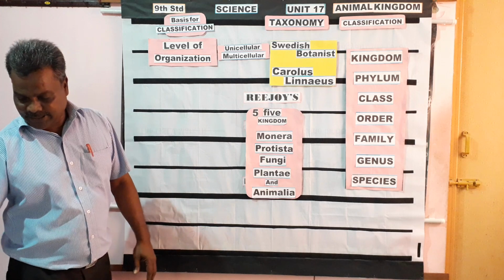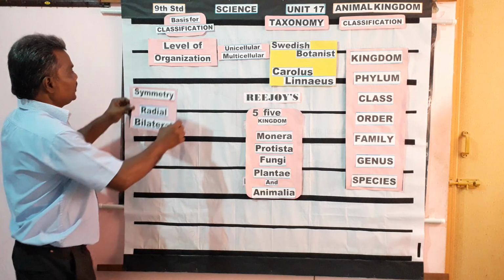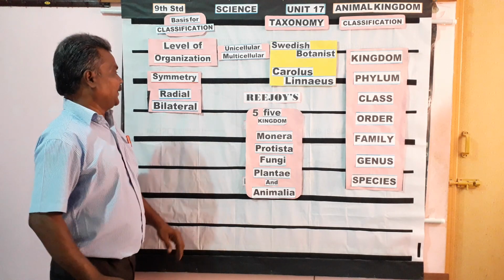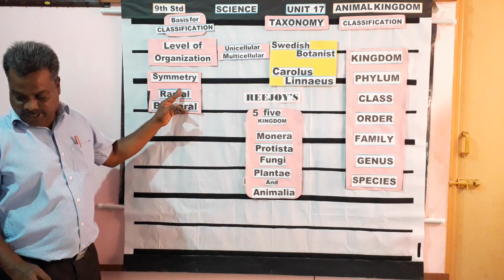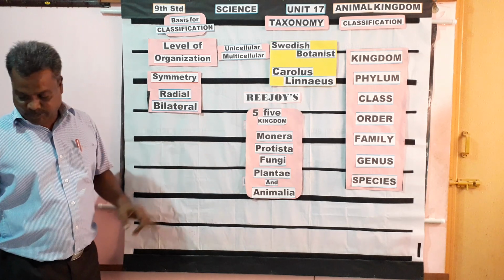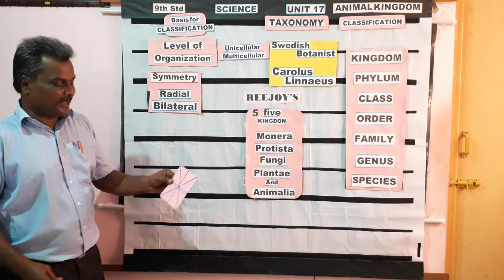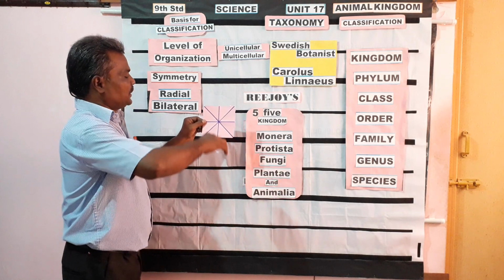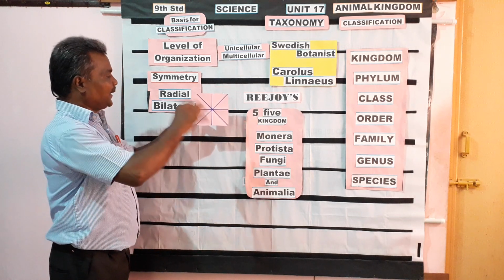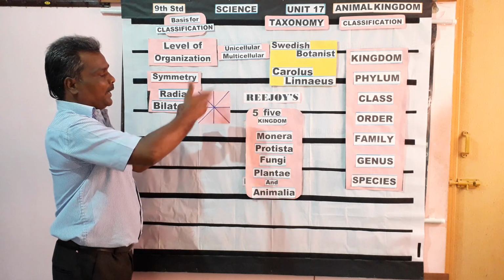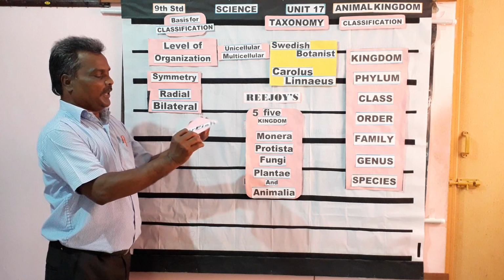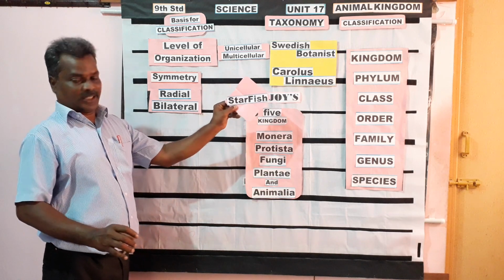Okay, on the basis of symmetry, there are two types of symmetry in our animal kingdom. Number one is radial symmetry and bilateral symmetry. What is radial symmetry? When animals are cut through the central axis of the body, if we get equal halves in any direction, that is called radial symmetry. For example, starfish.